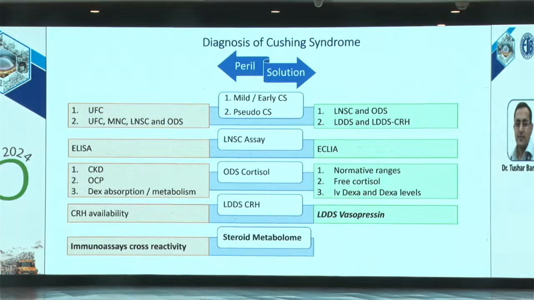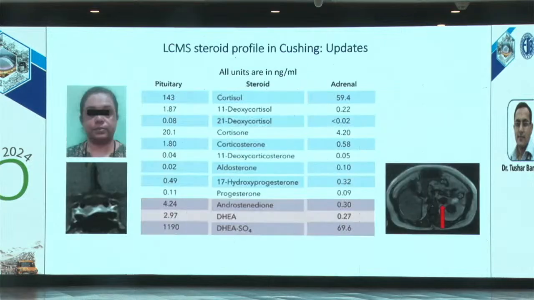So one more addition on the diagnostic aspect is the steroid metabolome. The availability of LCMS-based steroid profiling in India is also there. What researchers have done is look at a single test to not only make a biochemical diagnosis of Cushing's, but also do differential diagnosis, with a steroid metabolomic signature for adrenal disorders, adenomas, carcinomas, EAS, and Cushing's. So this is our experience, where the patient on the left has Cushing's disease, and on the right side there's an adrenal adenoma. You can see that 11-deoxycortisol and 21-deoxycortisol are high, confirming Cushing's.